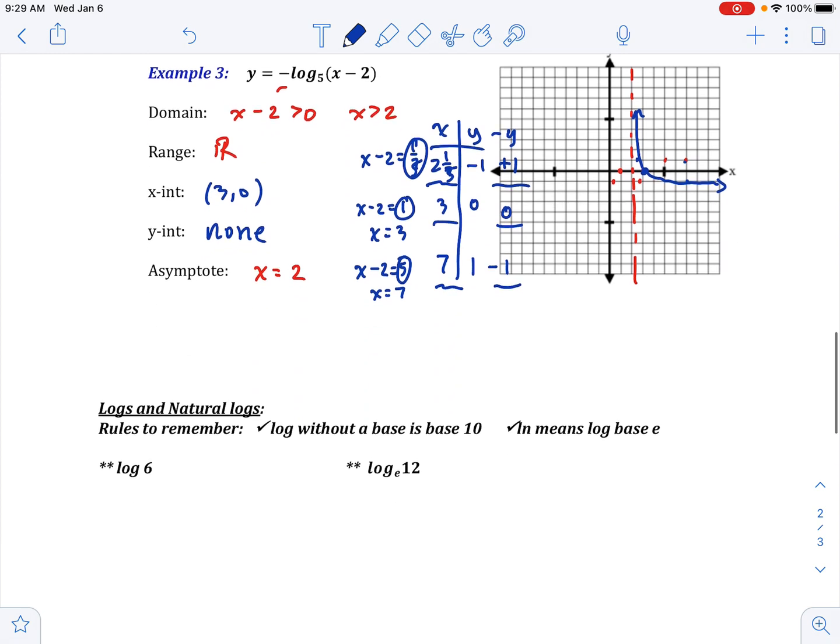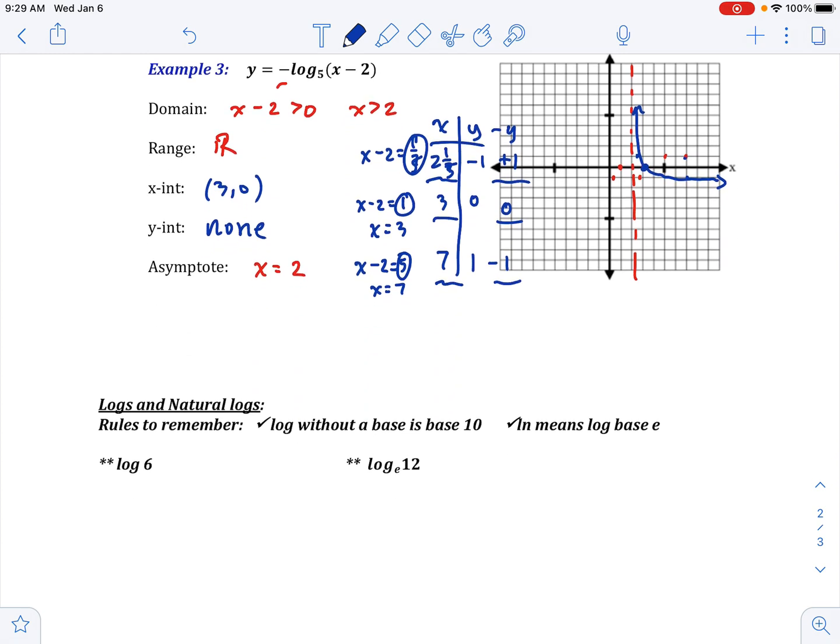All right, the last thing down here is just a quick little reminder that anytime you have just simply a log 6, that's the same thing as log base 10 of 6, that the 10 doesn't have to be written. Anytime you got log base e of 12, you can write that as ln 12, that you don't need to have that e. All right, so that is graphing with your logs. Come to class with questions.